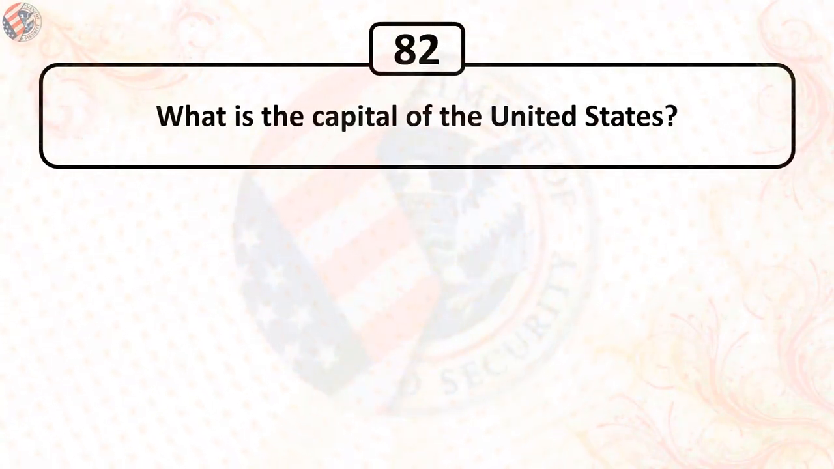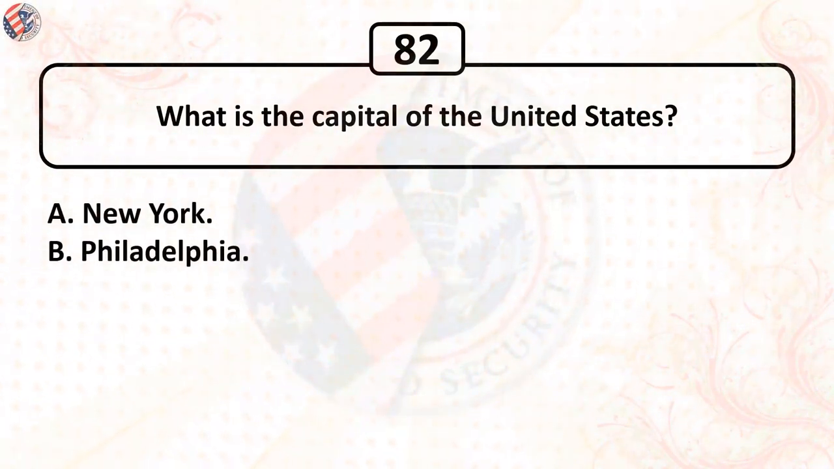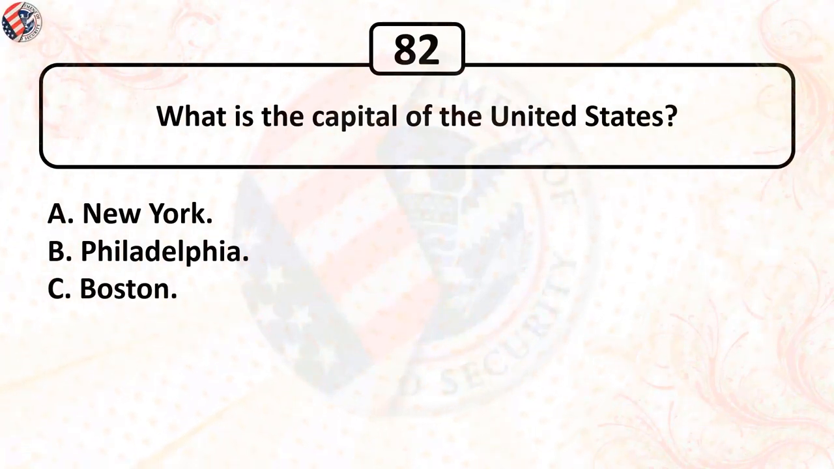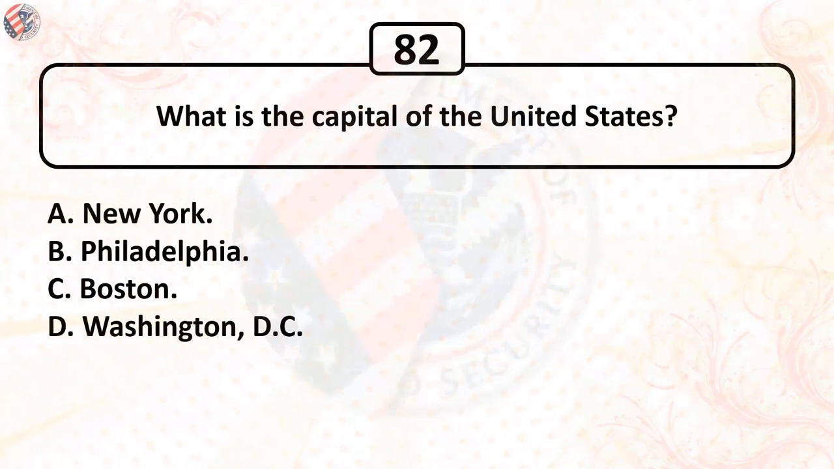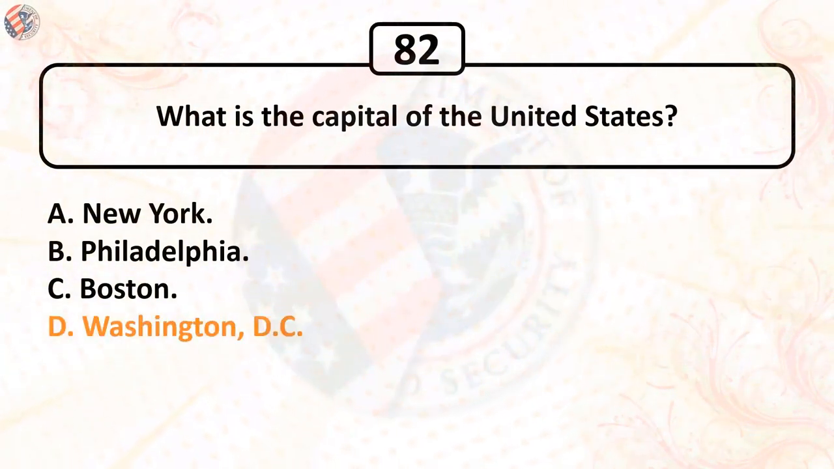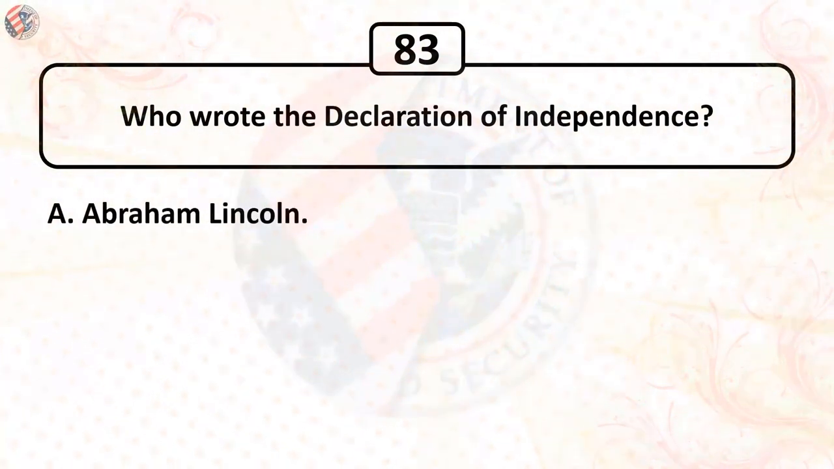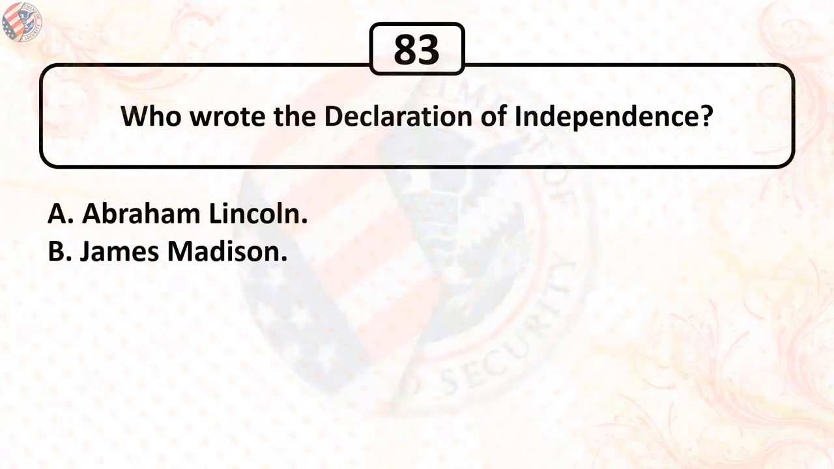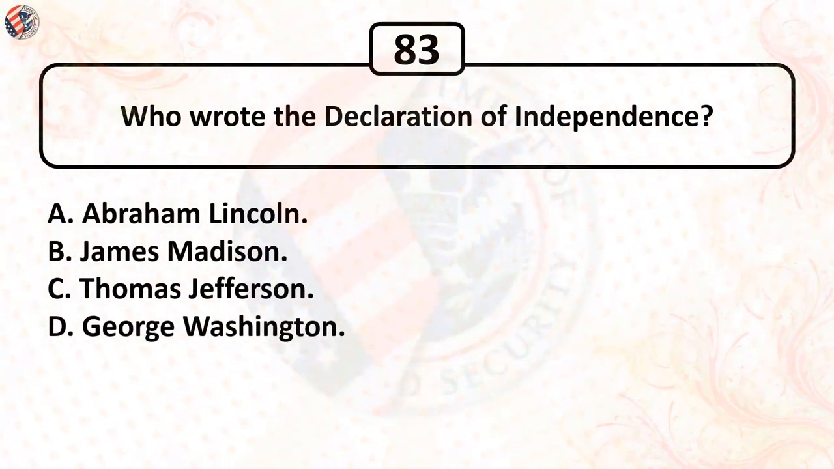What is the capital of the United States? A. New York. B. Philadelphia. C. Boston. D. Washington, D.C. Who wrote the Declaration of Independence? A. Abraham Lincoln. B. James Madison. C. Thomas Jefferson. D. George Washington.